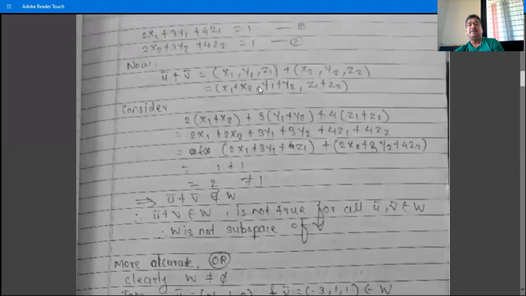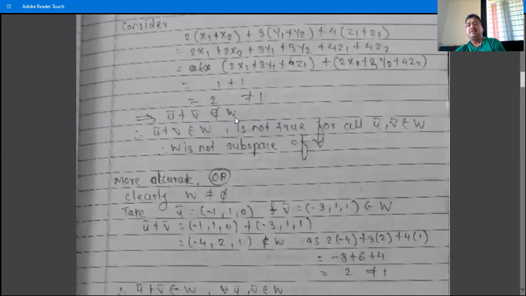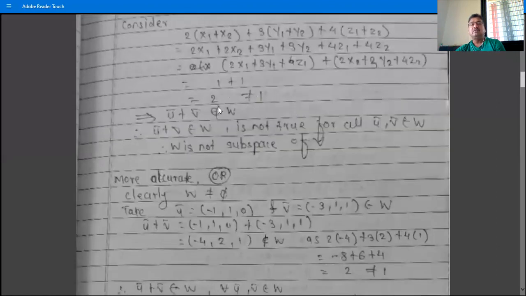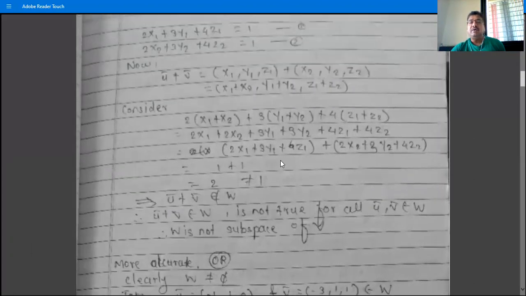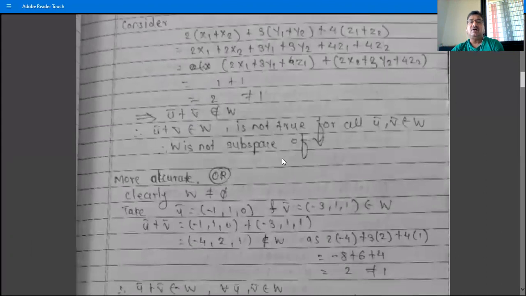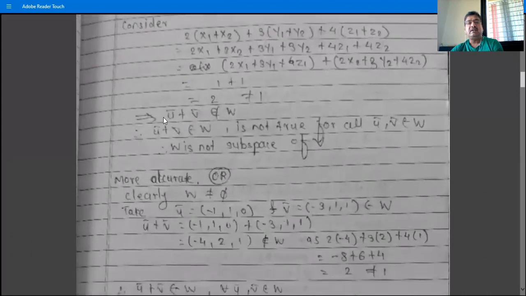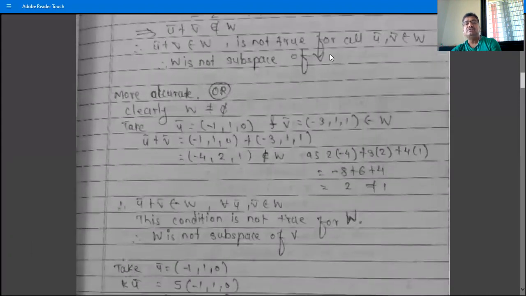Because u bar plus v bar would belong to W only if 2(x1 plus x2) plus 3(y1 plus y2) plus 4(z1 plus z2) is equal to 1. But it is not equal to 1; it is equal to 2. Therefore, u bar plus v bar does not belong to W, and the statement that u bar plus v bar belongs to W is not true for all u bar and v bar belonging to W. Therefore, W is not a subspace of V. That is, W is not closed under addition. The addition of two elements of W does not necessarily belong to W, and therefore W is not a subspace of V.